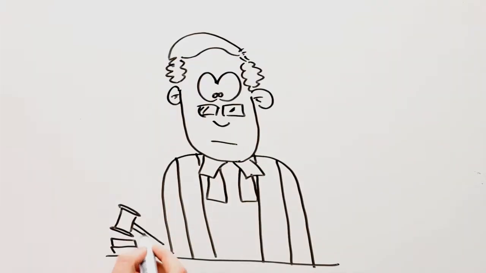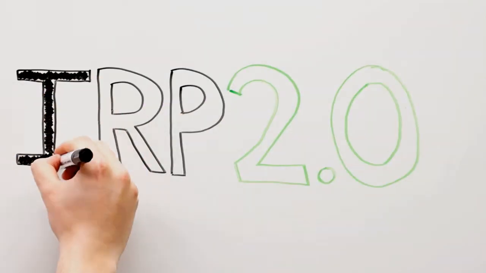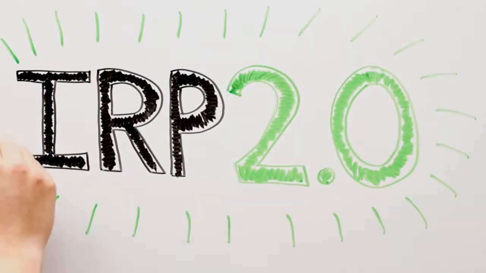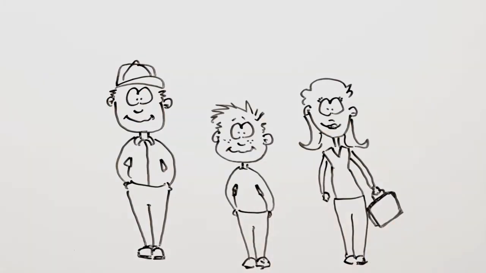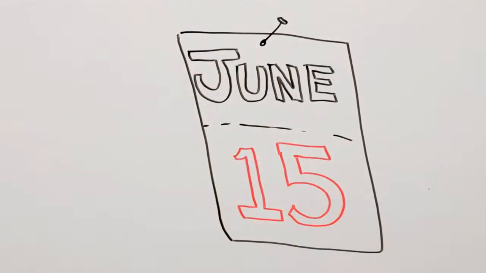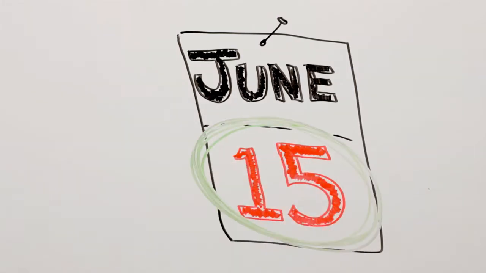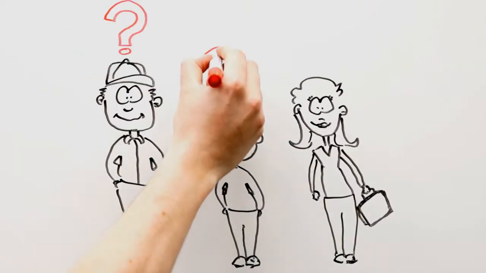In November 2011, the Supreme Court of BC ruled that parts of the IRP program were unconstitutional and that changes had to be made to protect the rights of drivers. On June 15, 2012, these changes will come into force. So what are these changes, and how does it affect the driver?